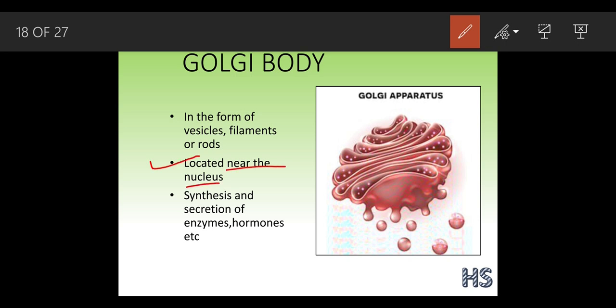What is the work of the Golgi body? The work of the Golgi body is the synthesis, like formation, and the secretion of enzymes, hormones, etc. Hormones means the chemical messengers, which carry information. And secretion of enzymes means the enzymes are going to be secreted.